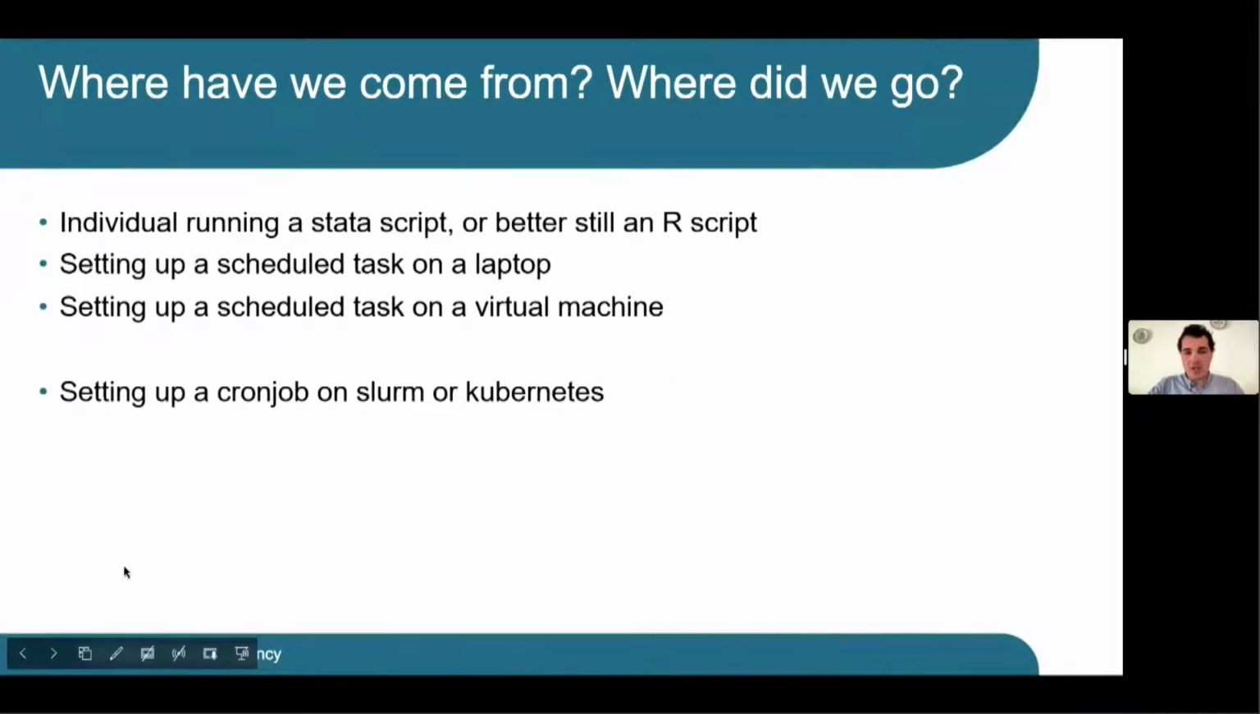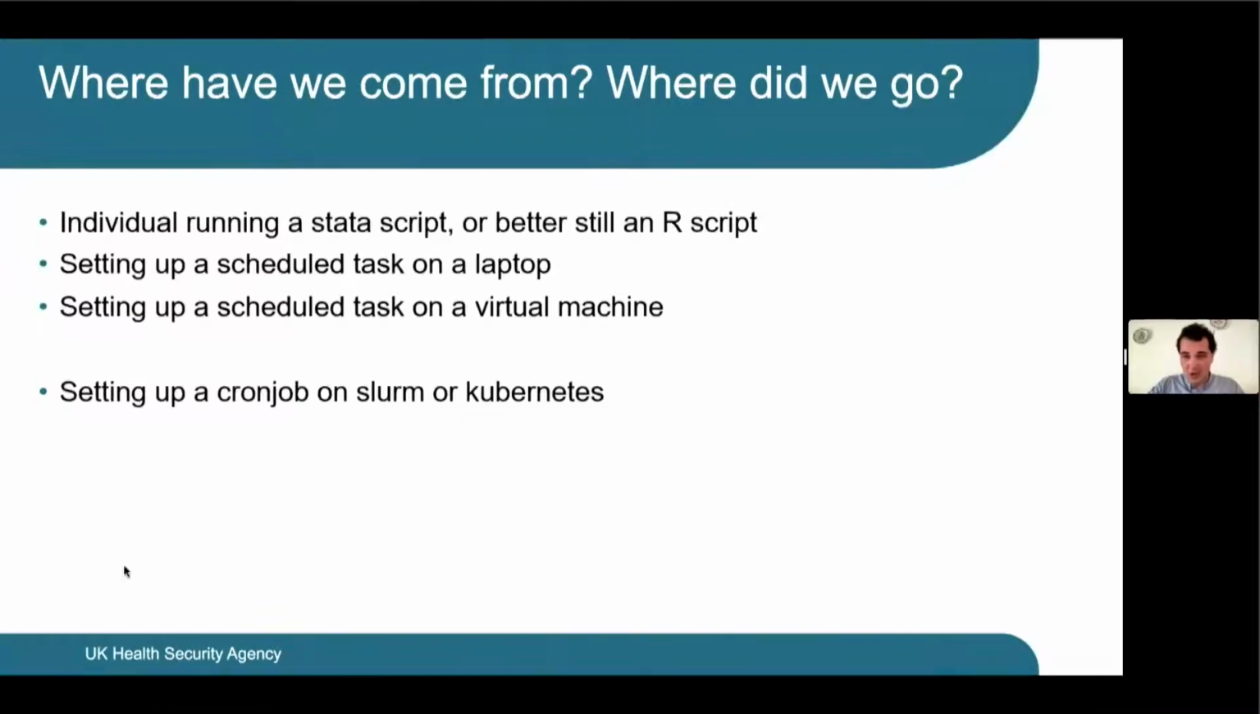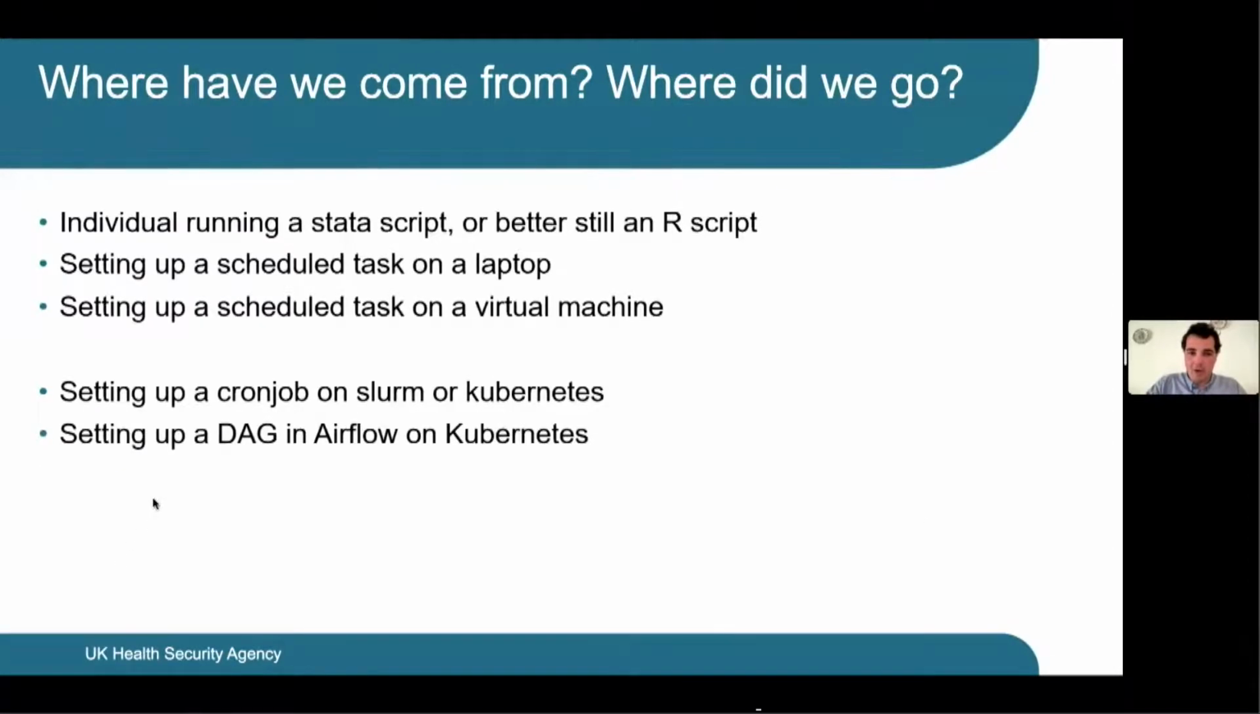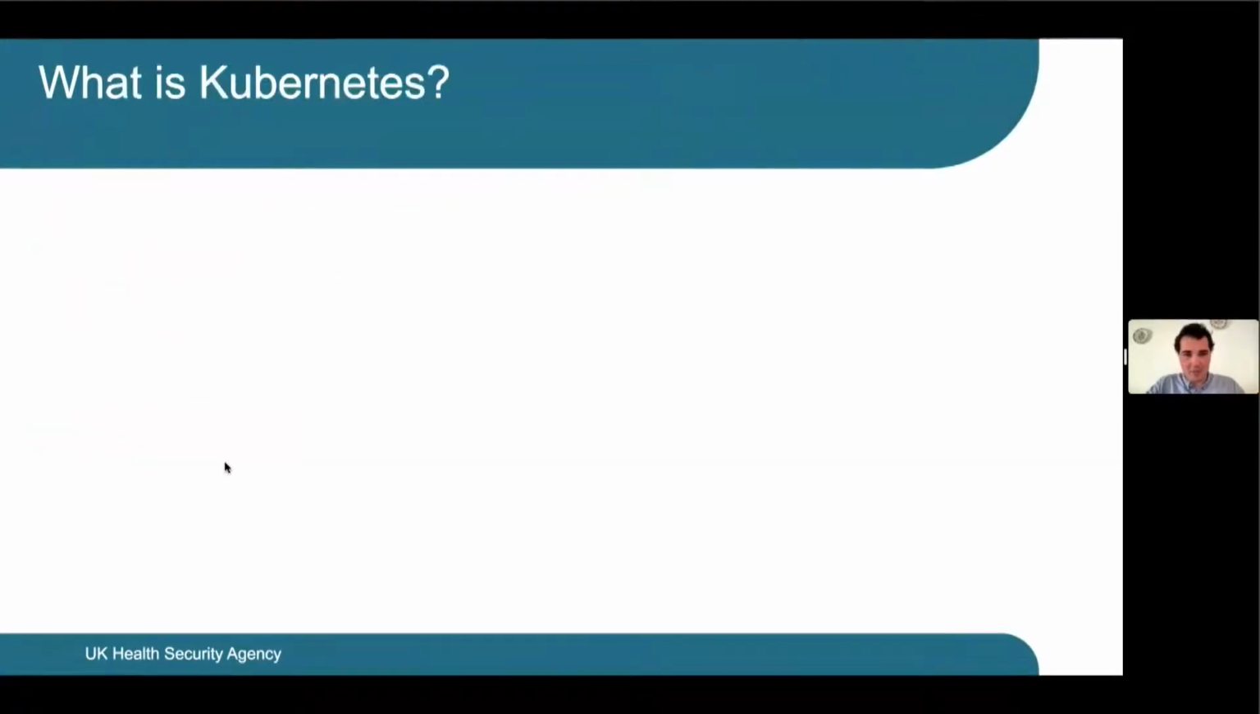So you might set up a cron job on an older tool like Slurm, or in more modern cases on Kubernetes, and then finally getting to that true infrastructure of having both an orchestration tool and a compute tool, of having your DAGs in Airflow running on Kubernetes. And I'll explain what those mean in a moment.